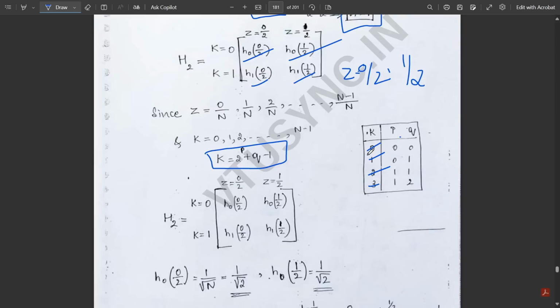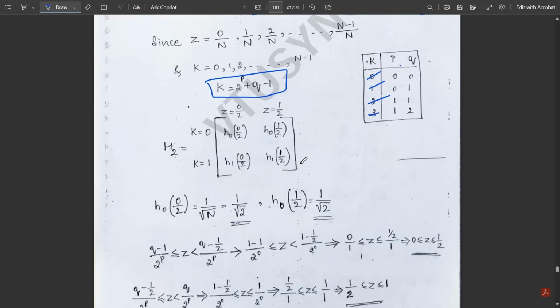If you want the value of k to be equal to 0, p and q you should take as 0, 0. For k equal to 1, it would be 0, 1. For k equal to 2, it should be 1, 1. And for k equal to 3, it would be 1 and 2. If you take this set of values, then only it would satisfy this equation. With this, we have written this matrix here, H2.